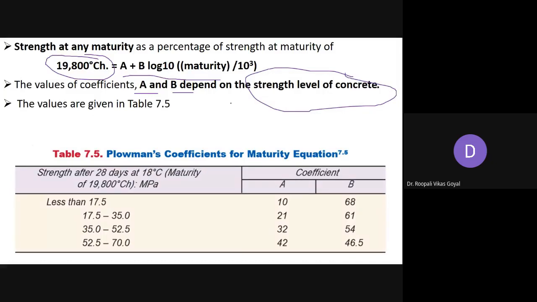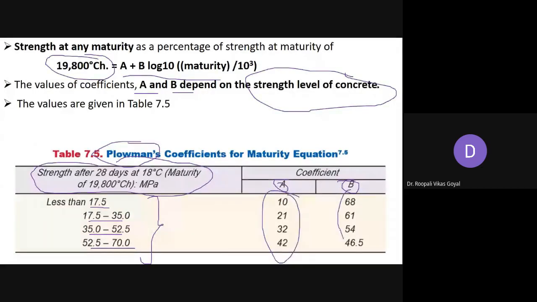So these coefficients are given by Plowman, and these are the coefficients which can be used for the maturity equation. So here it is given that strength after 28 days at 18 degrees centigrade, so that is maturity, that is a fully cured concrete, is 19800 degree centigrade hours. The coefficients A and B are given. These are for different strength ranges. So if your strength range is less than 17.5, 17.5 to 35, 35 to 52.5, or 52.5 to 70, then these are the values of coefficients that you have to consider.